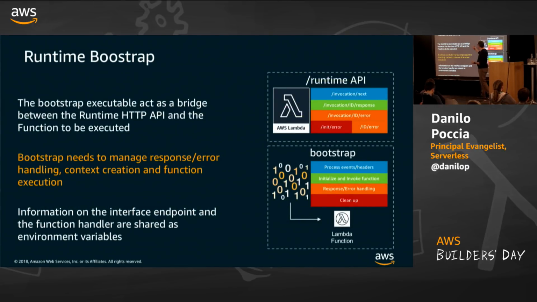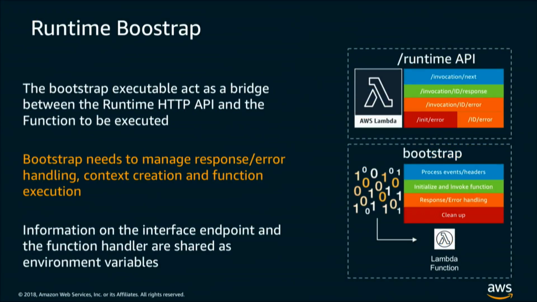And the Bootstrap acts as a bridge. The Runtime API uses a simple HTTP interface to communicate between the Lambda platform and your code. The main focus of the Bootstrap is to manage a response, so to receive the event, do the processing, and then give back a response or an error. You also need to manage the context, and of course, the execution of the function.